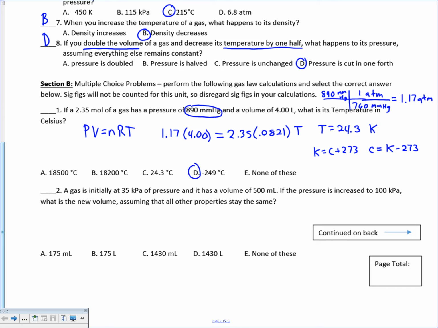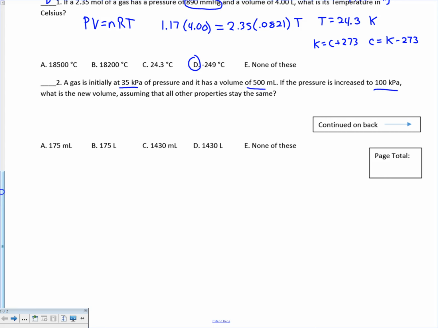Problem number 2, this one is a proportionality equation. It gives us an initial pressure and an initial volume, it says the pressure is increased to 100 kilopascals, and it asks us for the new volume. So the proportionality law that compares pressure and volume, we have to get them on the same side. They already are here on the same side. Okay, so we know all of this is a constant, and we get P1 V1 equals P2 V2.